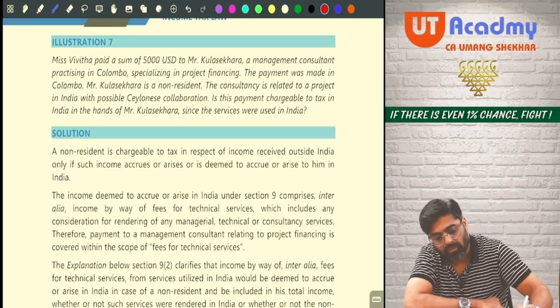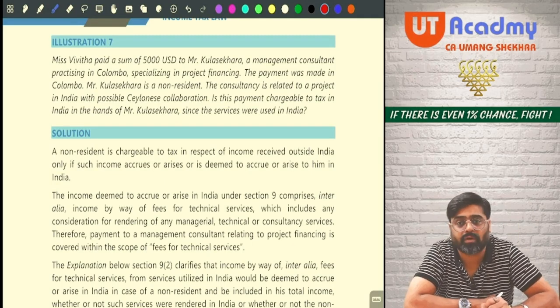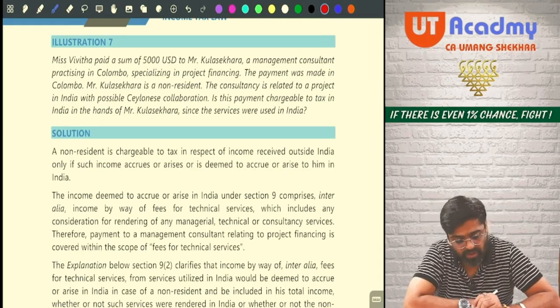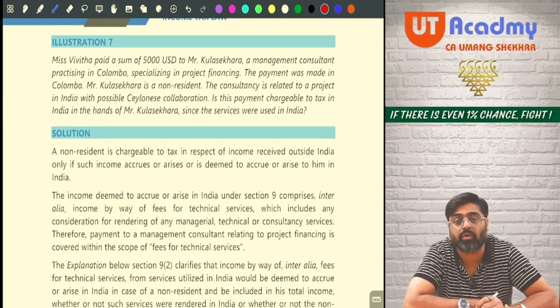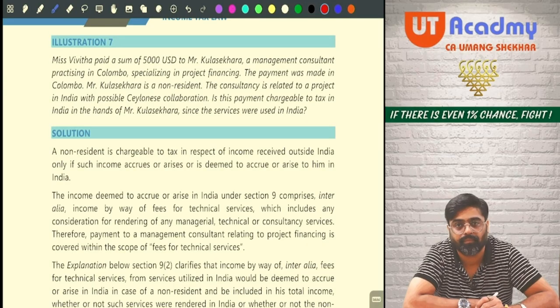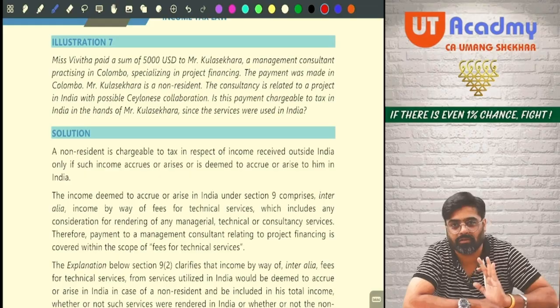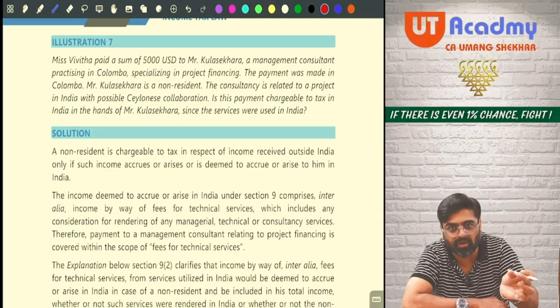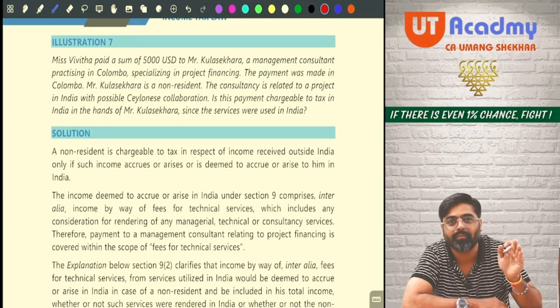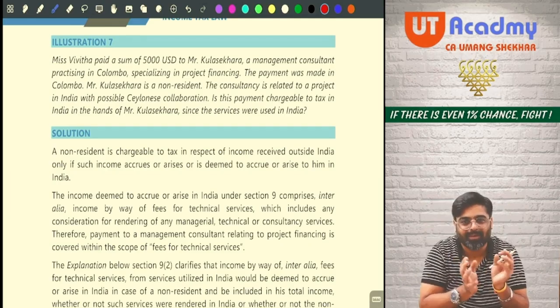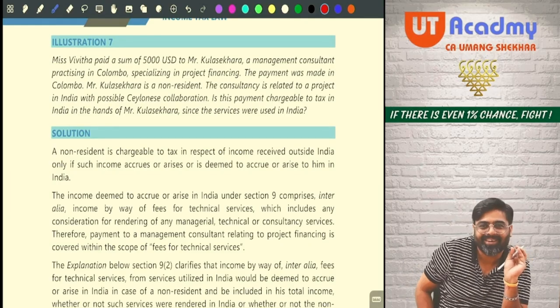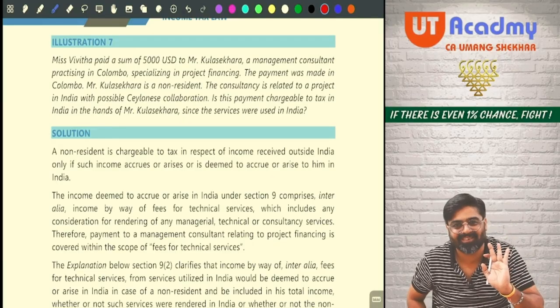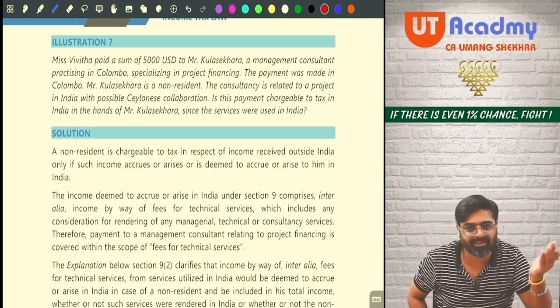Miss Vivita paid a sum of $5,000 to Mr. Kulshekara, a management consultant practicing in Colombo. Colombo is in Sri Lanka, everyone. Sri Lanka is not India. Although in the Indian map, Sri Lanka comes as a bonus below India. Have you seen the map of India? Below that, a small island, Sri Lanka, comes as a bonus. But that is not India. That is a separate country.